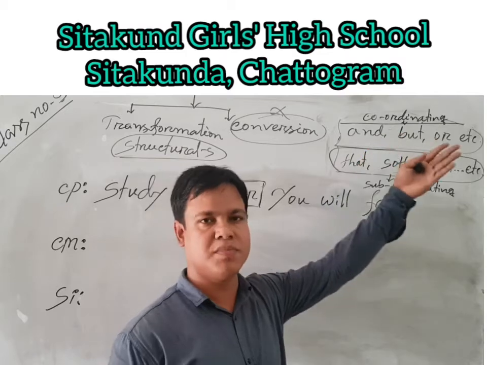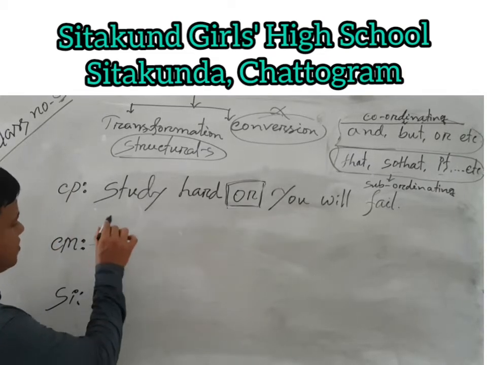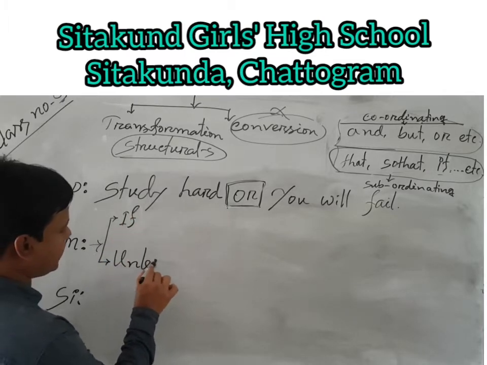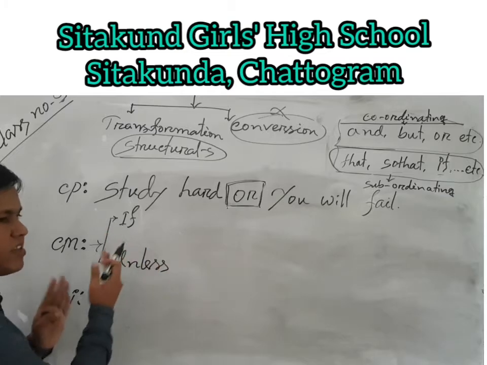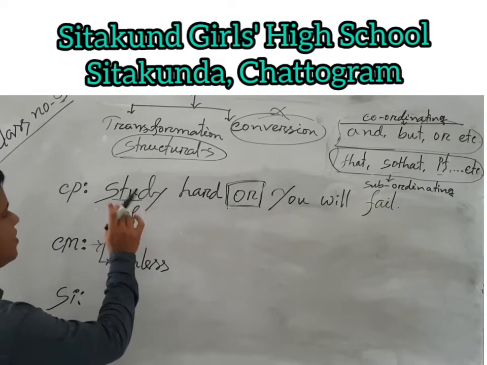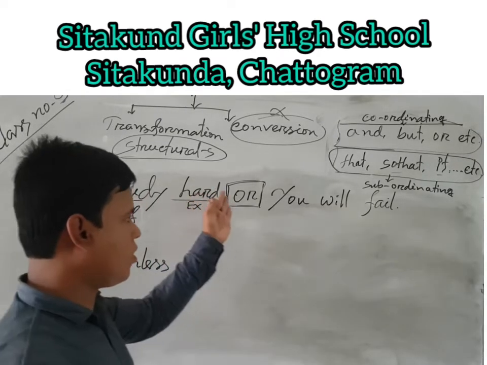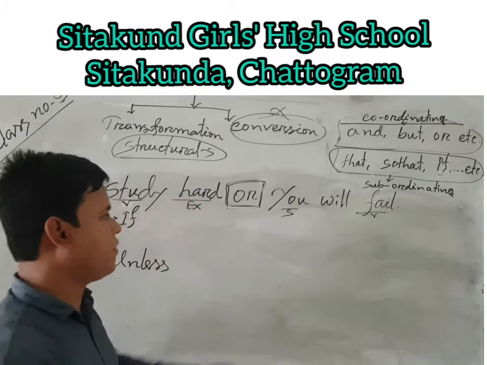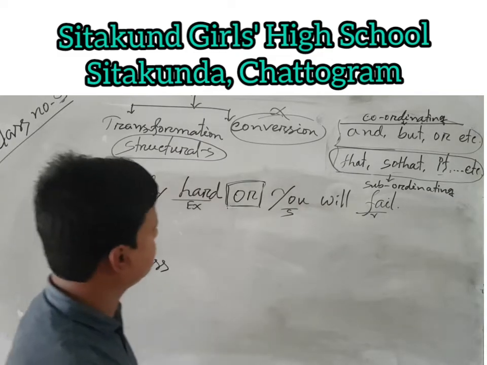Coordinating conjunctions are and, but, or. Here there is the coordinating conjunction or. So this is a compound sentence, and we can transfer it to complex in two ways, with if or with unless. For or, we can use both conjunctions: one is if and the other is unless. The students, study hard. This is the verb and this is the extension. Study hard or you will fail. This is the subject and this is the verb. We can write here you will fail in the exam, but this is not needed now.